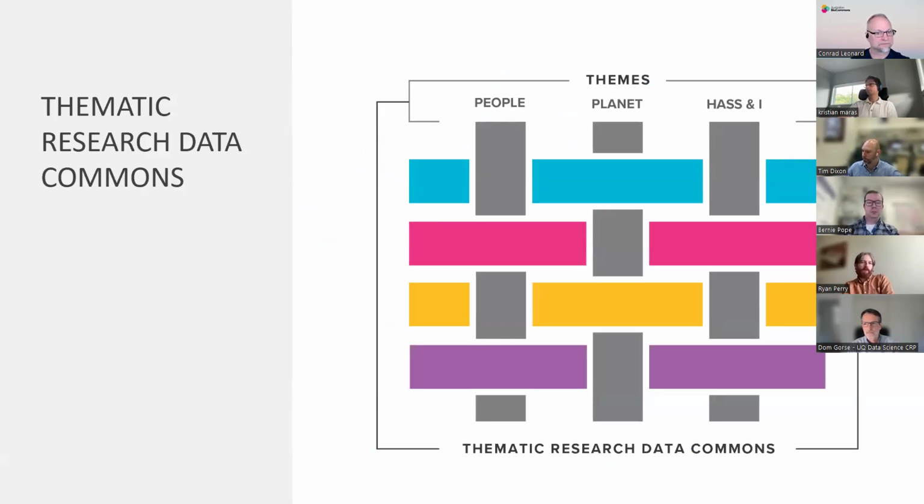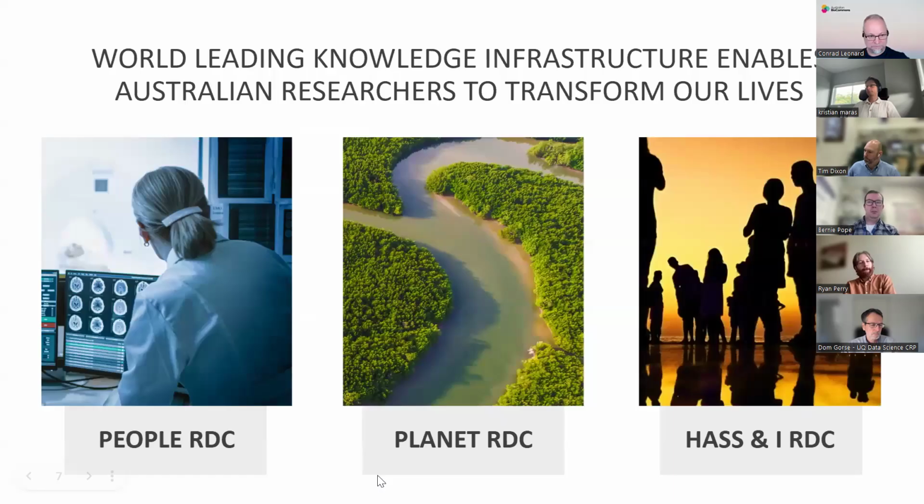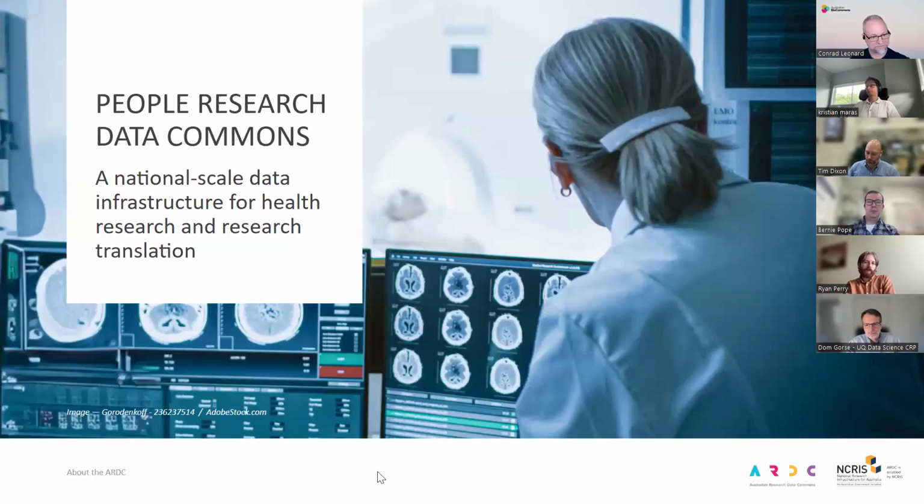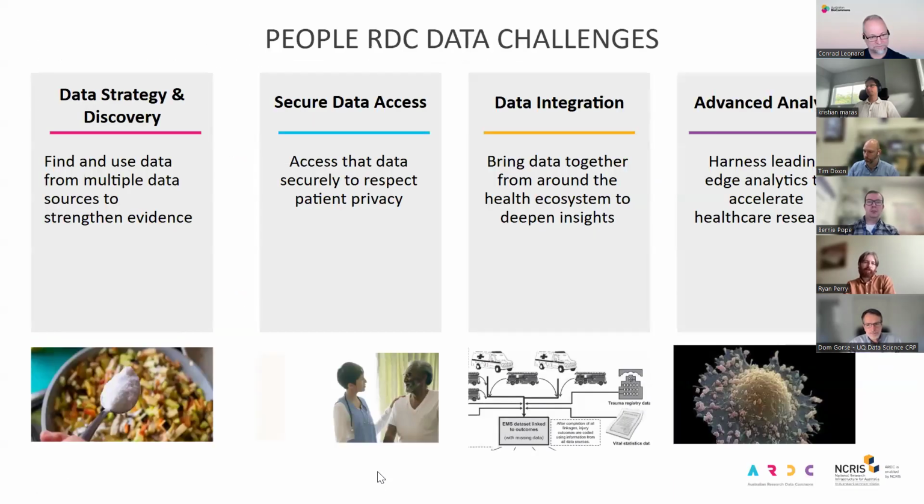We do focus, however, in 3 different areas. The people domain is our national health infrastructure, planet is focused around environment, and there is some Indigenous focus. So we have 3 nominated research data commons that we're working on at a domain level. In the People RDC, we did a lot of consultation and came up with 4 areas which we're working on at the moment.